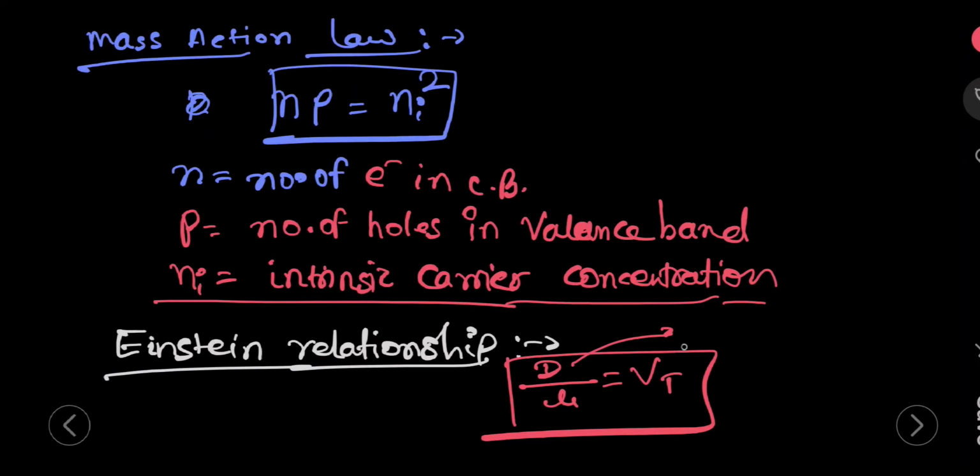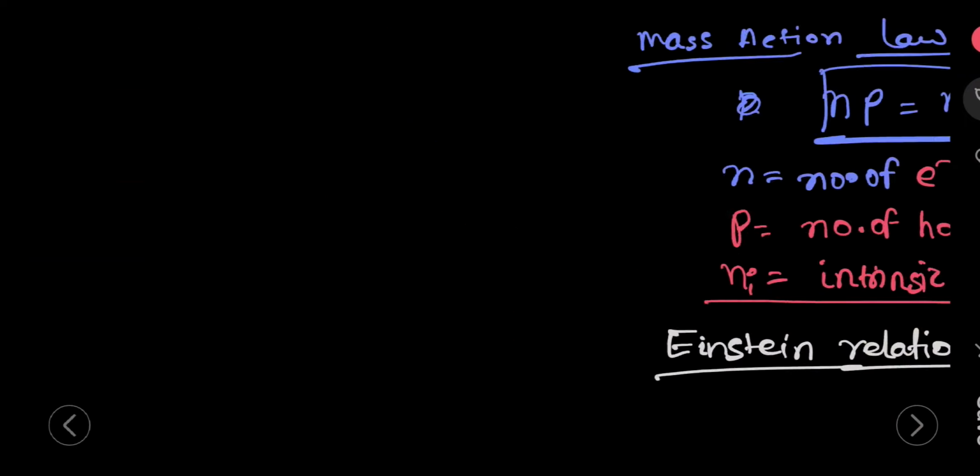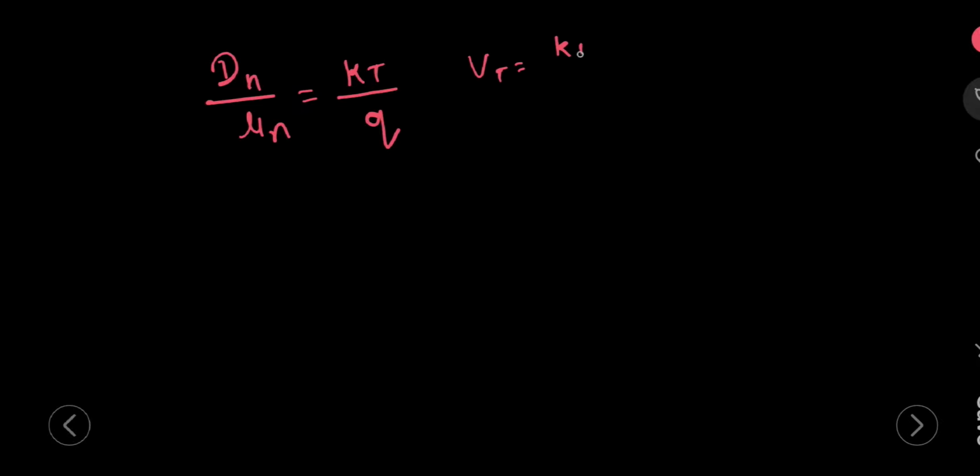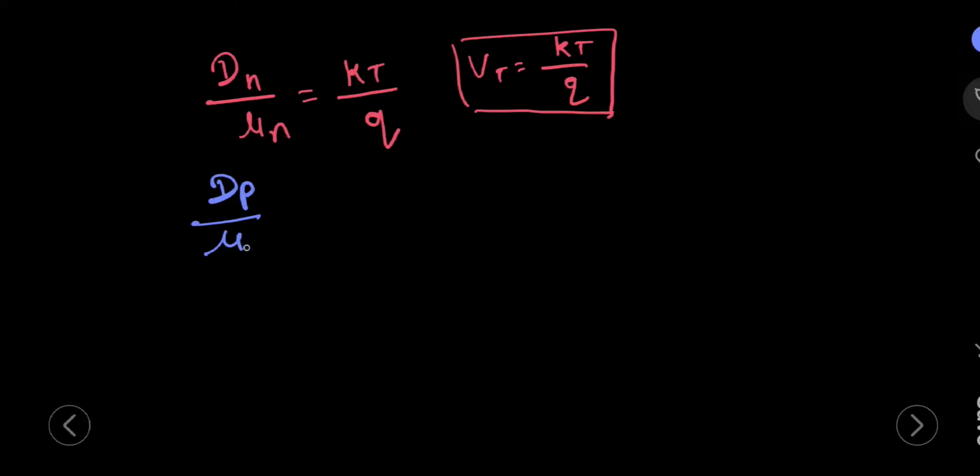D is the diffusion coefficient, okay, and mu is the mobility. So we can say Dn by mu n is equal to Vt, which is equal to kT by q. Here Vt is given by kT by q. In case of electrons, and in case of holes, Dp by mu p is equal to kT by q. These two formulas are there for the Einstein relationship.